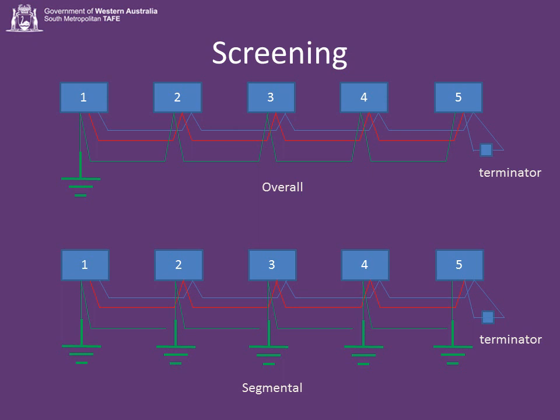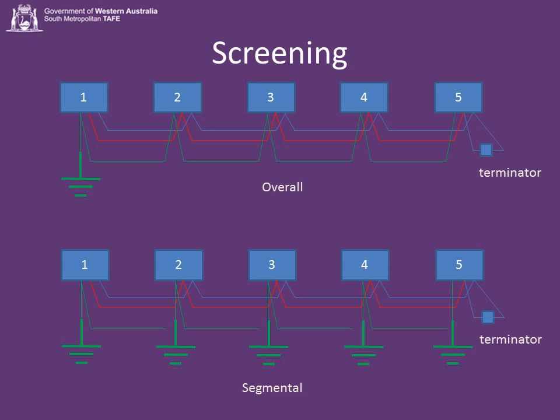The second school of thought is what's called segmental screening, where each individual segment is screened at one point and one point only. Now, the advantage of overall screening is, well, it's a lot easier. You only need to find one good earth, whereas with segmental screening, you've got to find a good earth at each point, and that's not always easy.